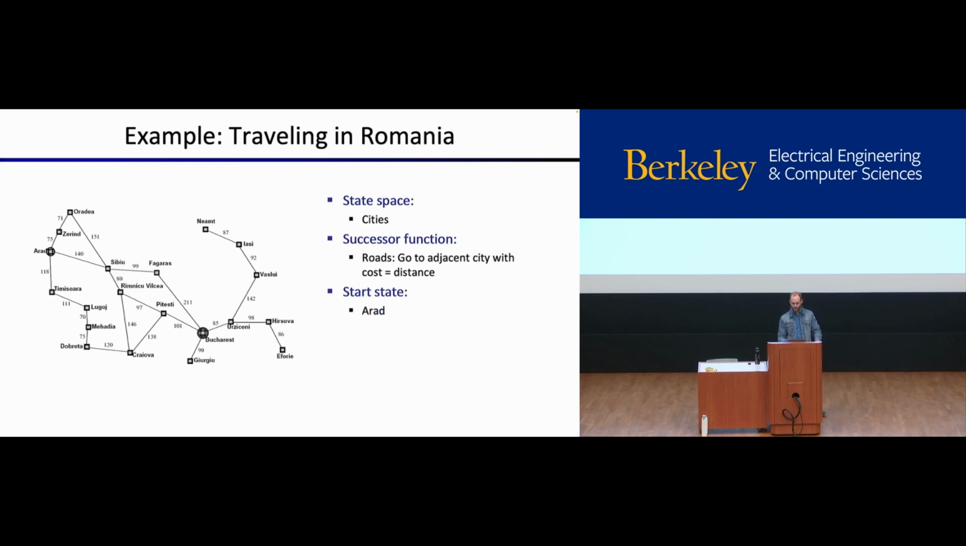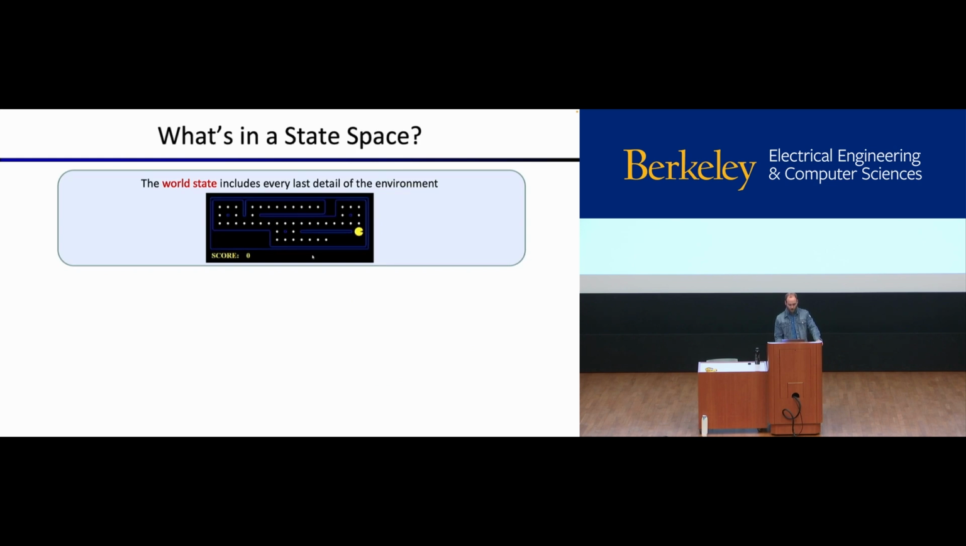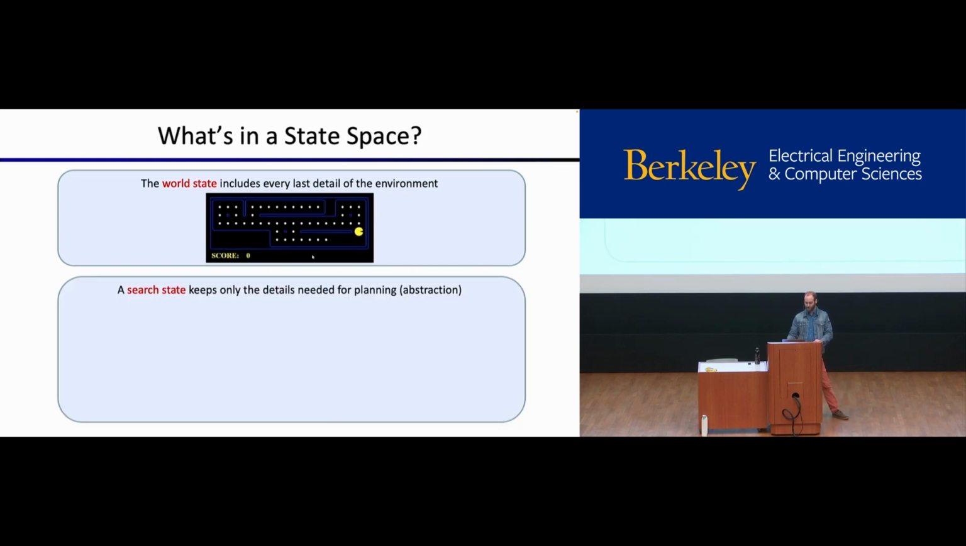So the start state, as I mentioned before, is Arad. The goal test is, am I in Bucharest? And now we have everything we need to try to come up with a solution: the least cost sequence of actions that will get us to Bucharest. The state space for a search problem is generally going to be different from the world state. The world state includes every last detail of the environment, whereas a search state keeps only the details needed for planning. So here's an example problem, which is pathing.